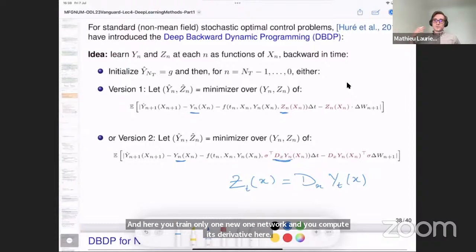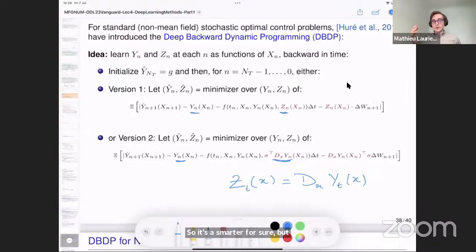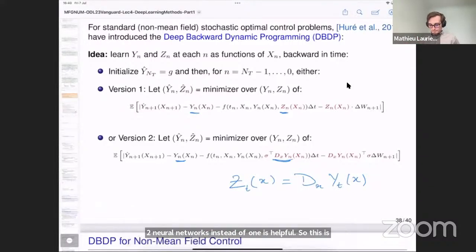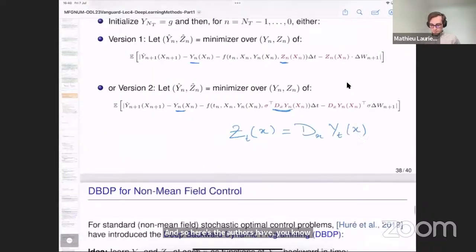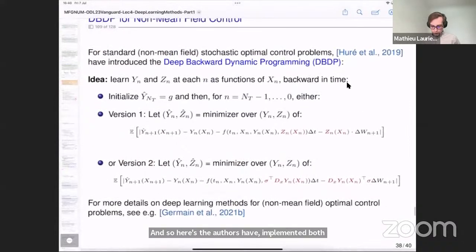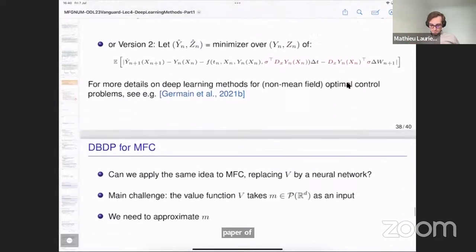So it's smarter for sure, but sometimes over-parameterizing is helpful in deep learning. Sometimes having too many parameters, for example, two neural networks instead of one, is helpful. So this is hard to predict. And so here the authors have implemented both methods. For more details, there is this review paper of Maximilien Germain, Nguyen Pham and Xavier Warin on this method and several other methods.